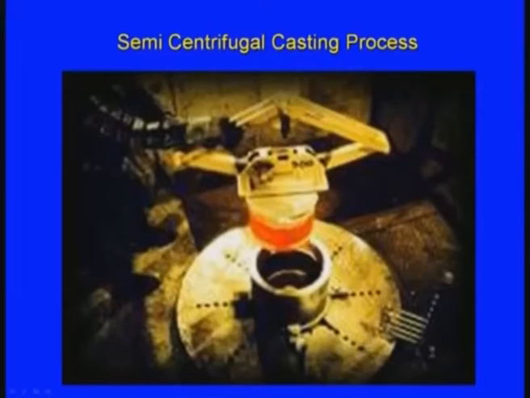Sometimes there will be some discontinuities, but these discontinuities can be overcome using the semi centrifugal casting process because of the centrifugal force acting on the molten metal. Even in places where there may be some discontinuities, the molten metal will successfully flow. And this is the semi centrifugal casting setup.